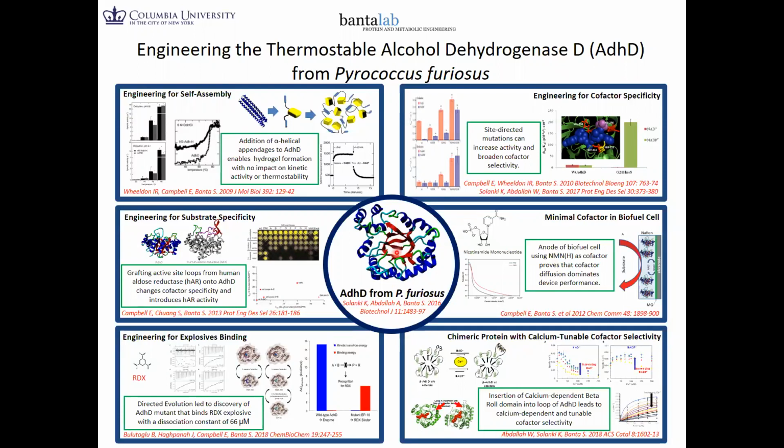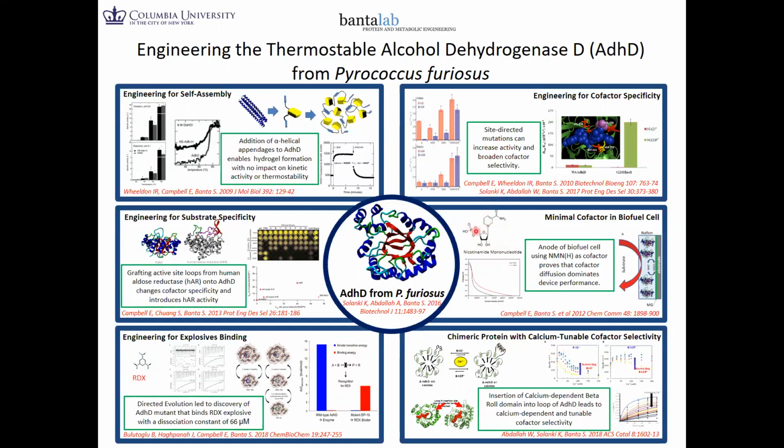And we've been able to do a lot of things with this protein over the years. We've been able to engineer it for self-assembly so that it forms these hydrogel biomaterials. We've done a lot of work trying to understand its kinetic mechanism. The enzyme uses a cofactor, NAD. We've been able to engineer the enzyme's ability to use that cofactor and to change it to use another cofactor, NADP. Along the way, we were also able to engineer it to use a minimal cofactor.